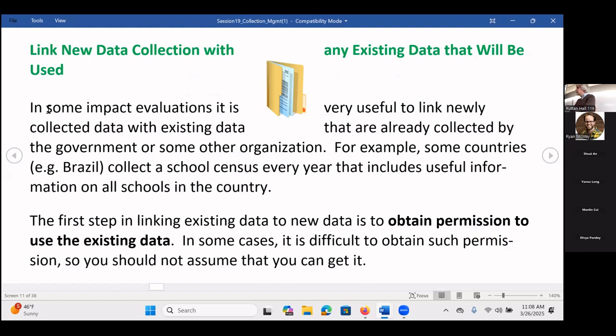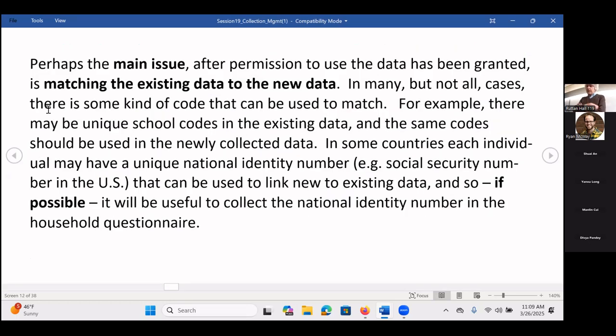Sometimes also you're going to merge your data with data from some other source. For example, in some work I'm doing now in Morocco, we're getting some data from the Ministry of Education, but we're also collecting our own data, visiting schools and so forth. And so you need to merge the data. The first step is to get permission from the government, or whoever has the data, to use it, which is not always easy. We're facing that in Morocco almost every week. But you need to get permission, and then you need to link the data with some kind of ID codes or something like this.